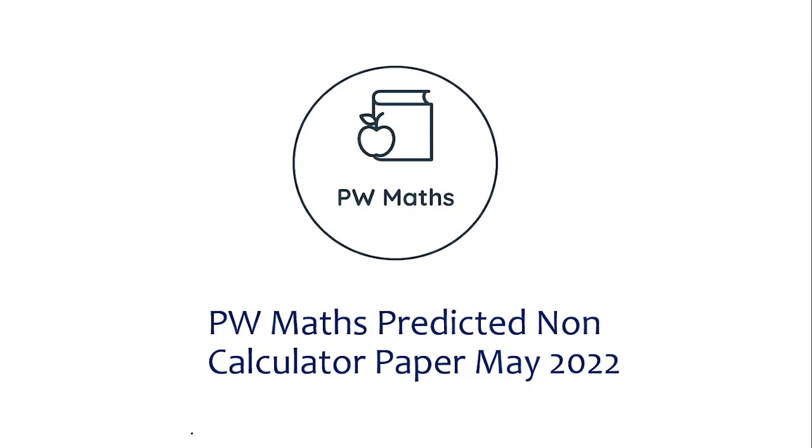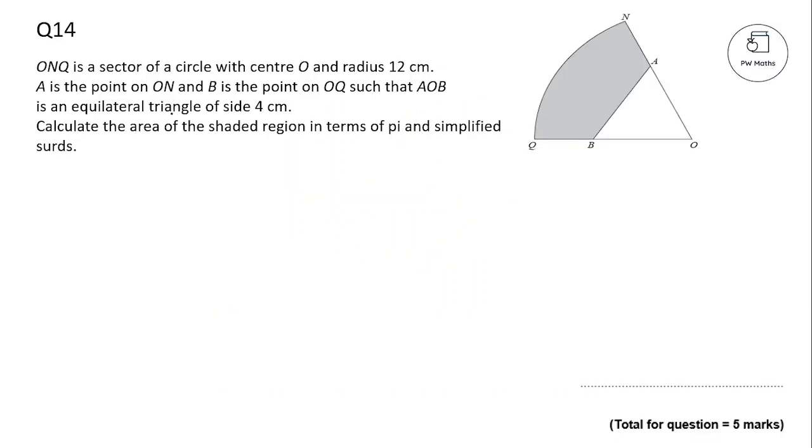Edexcel predicted non-calculator paper, May 22. Here we have a sector of a circle with a centre O and radius 12. So I would be tempted to go to the diagram and put on the radius of 12.